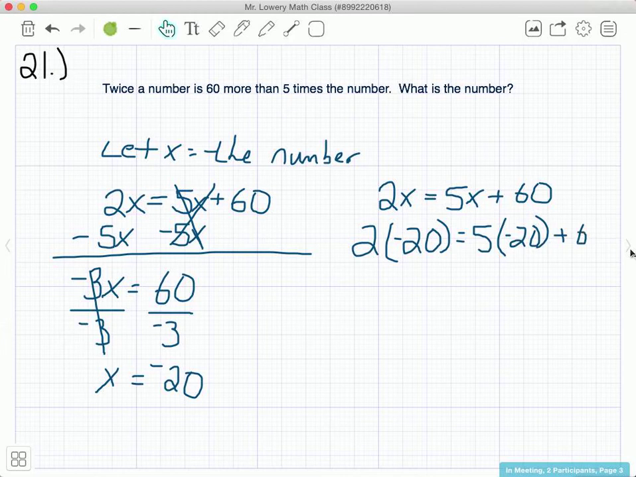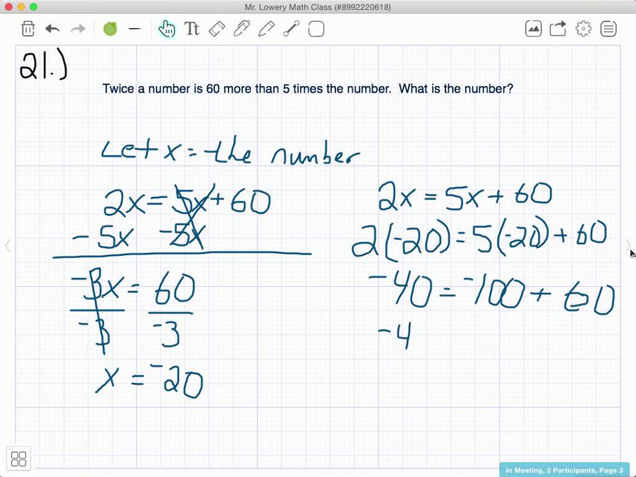All right, so now that we got this set up, we're just going to solve it and make sure we got it right. 2 times negative 20 is negative 40, and that's equal to 5 times negative 20, which would be negative 100, plus 60. It's pretty ugly, but negative 40, negative 100, we add 60 more to it, so we're down 100, we gain 60, we're only at negative 40.